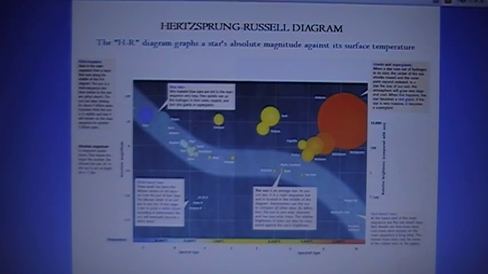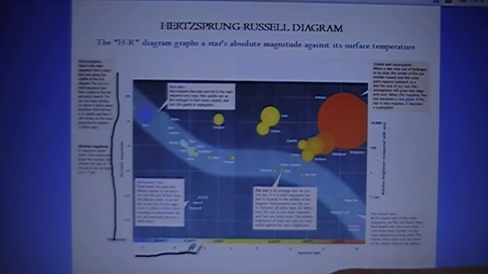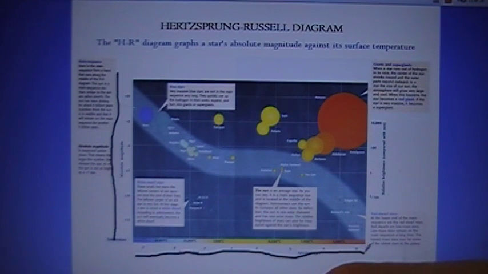Pay very close attention to this side right over here. Up and down in the graph that we see on the HR diagram, this is the absolute magnitude. And we remember from earlier in the unit, the absolute magnitude is talking about how bright a star actually is. Then at the bottom, we have the heat registering from your hottest stars, which are your blue stars, to your coolest stars, which are your red stars.